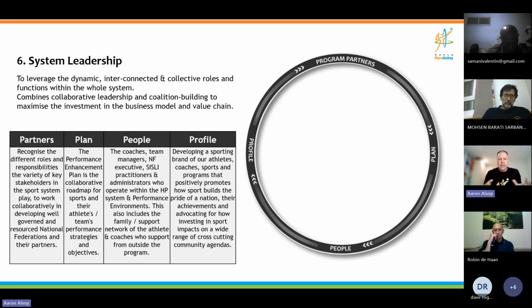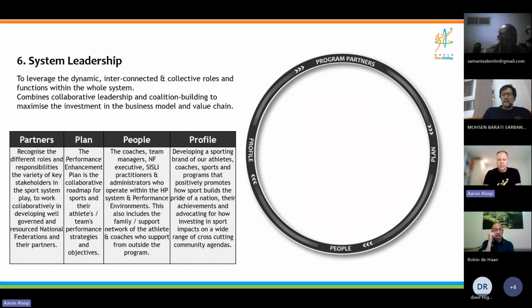And then the final layer to our coach performance model is what we call our systems leadership. So what are the things that are really interconnected and collectively work together in their different functional areas to make sure that the whole system is working? So one of the key things that we need to do is obviously create partnerships.